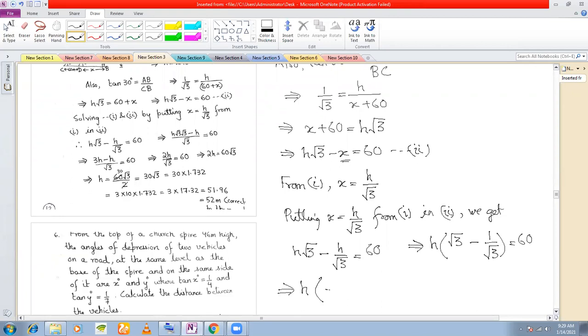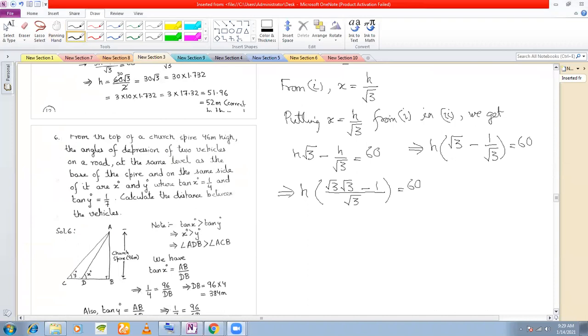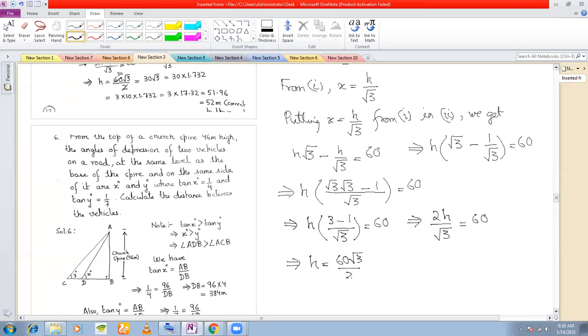Now what you do is take the LCM. Root 3 is your LCM. Here you will get root 3 into root 3 minus 1 is equal to 60. That means h times 3 minus 1 by root 3 is equal to 60. 2h by root 3 is equal to 60. That means h is equal to 60 root 3 divided by 2. That means 30 root 3.